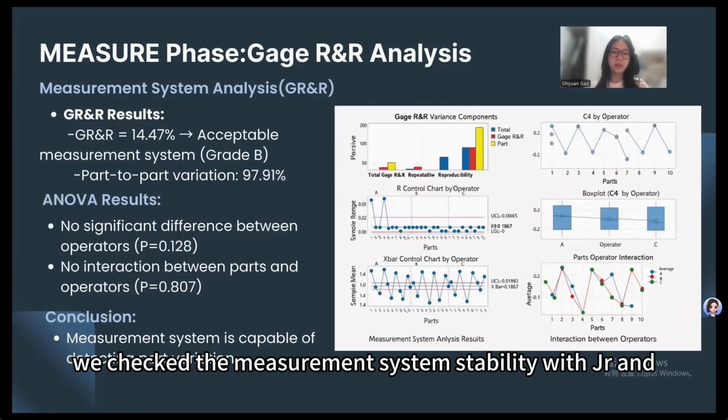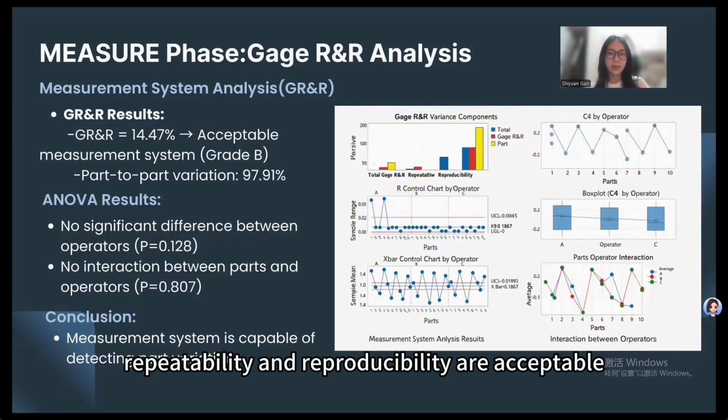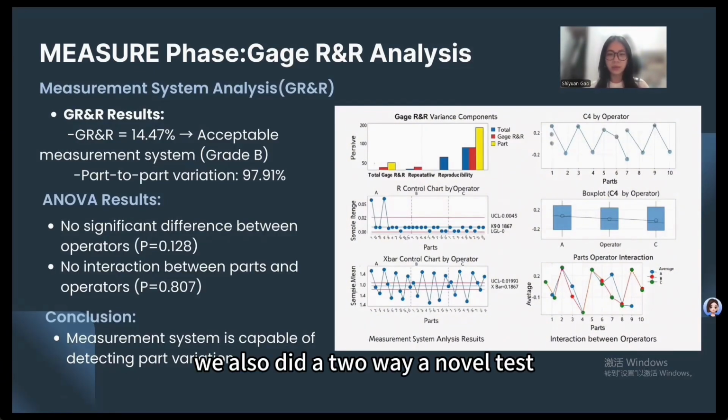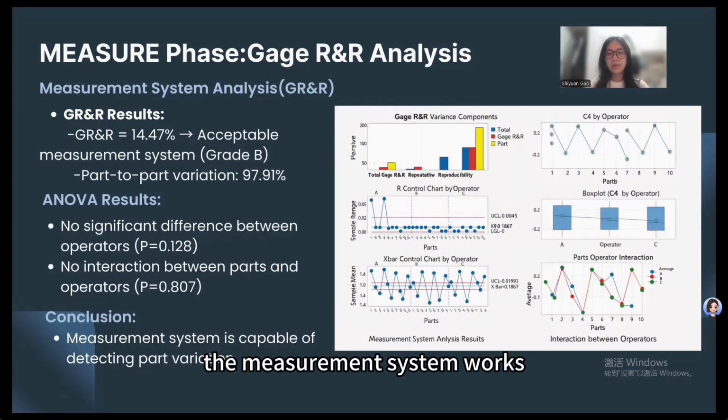We checked the measurement system stability with GR&R analysis, got a 14.47% score, which is grade B. That means its repeatability and reproducibility are acceptable. We also did a two-way ANOVA test. No big differences between operators, and the parts don't interact with operators. So the measurement results mainly reflect real differences between parts. Long story short, the measurement system works for telling part variations apart and meets this project's data needs.